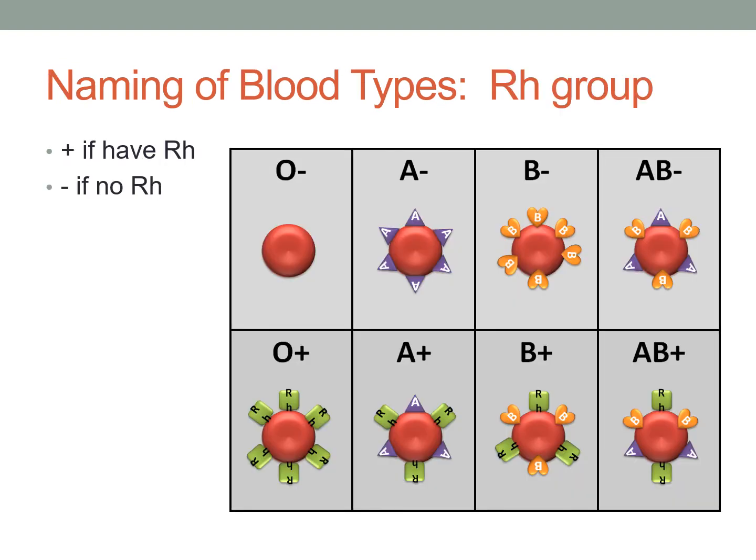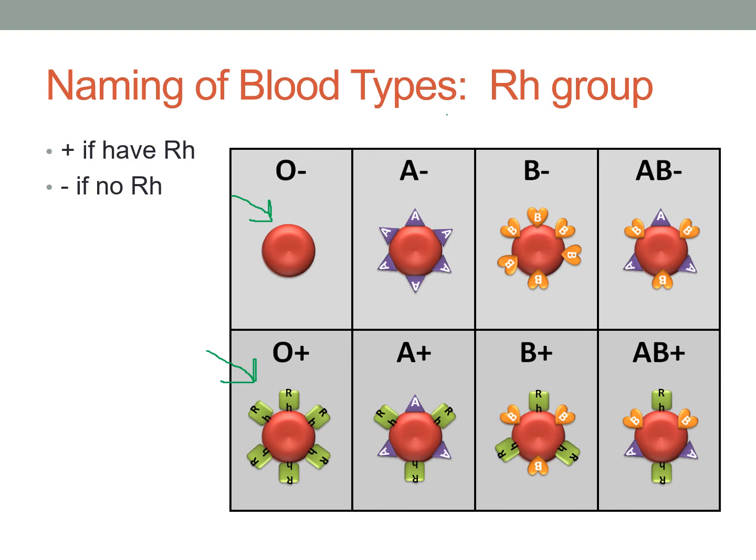So the positive and the negative are ways of describing whether or not the RH antigen is present. If somebody has RH, we're going to call them positive, and if they don't have RH, we'll call them negative. So if we look at this first red blood cell here, it has neither A nor B, so it's type O, and it also doesn't have RH, so it's O negative. Right below it, we see another one that has neither A nor B, so that's type O, but it has RH, so we call it positive.